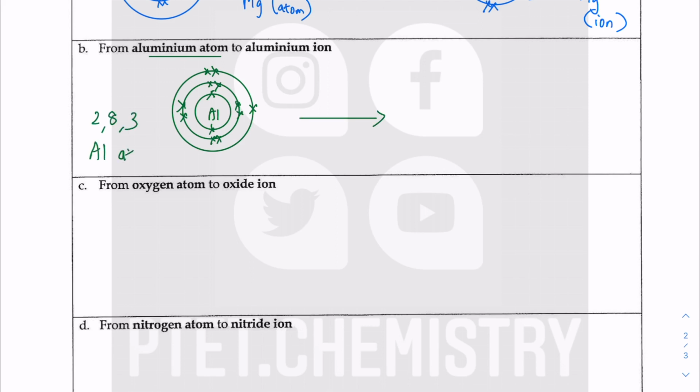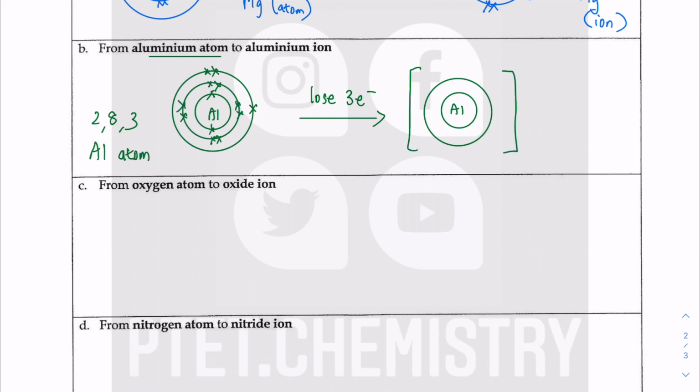What we will do is the metal loses the outer shell electrons, so what we get now are cations. We will lose 1, 2, and 3 electrons. When we lose the 3 electrons in the outer shell, all we are left with is the first shell and the second shell, which will just be 2,8, and this is Al3 plus. I should put a 3 plus there.